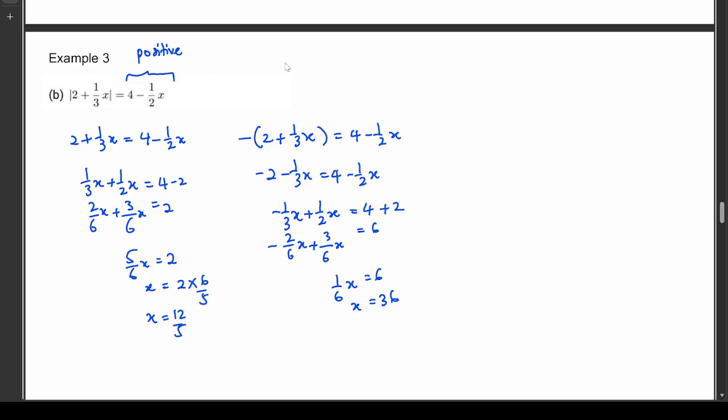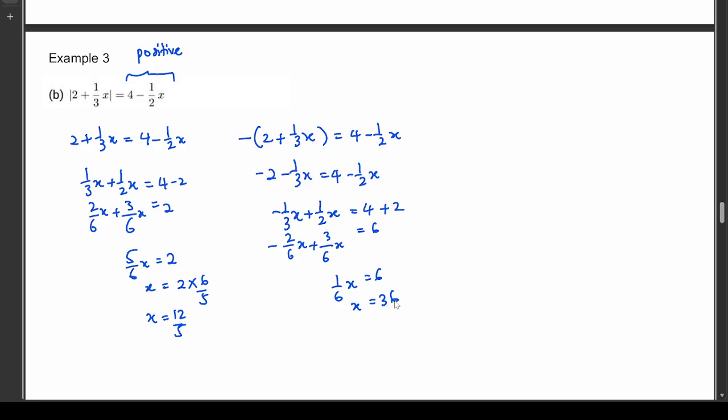Right. Make sense? Because when you modulus something, you will basically take the magnitude, the absolute value, which means the positive value. So the 4 minus 1 over 2x here must give you a positive number, right? So you have to double check on this, okay? So this is only when you have modulus equals to something, right?